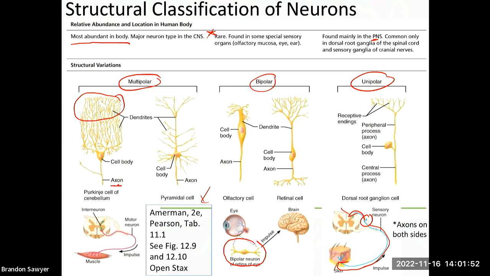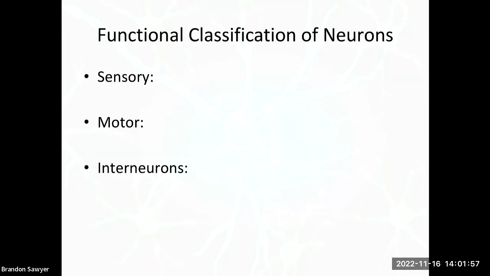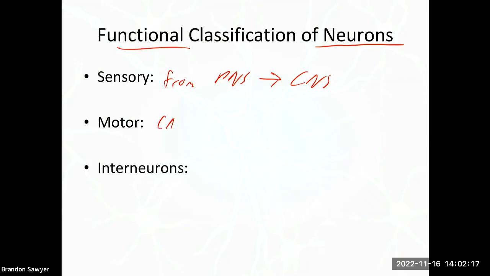All right. Okay, so that's the structural classification. Another way to classify neurons is by what they do, right? So functional classification, we've already looked at these, right? We have neurons that are sensory, right? They only send a signal from the PNS to the CNS, right? So from the periphery back to the central nervous system. Or we have motor neurons, ones that send the signal from the CNS to the peripheral nervous system. We also call those efferent, right? We call the sensory ones afferent.